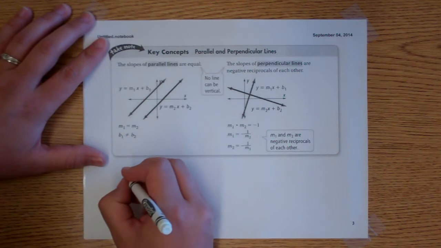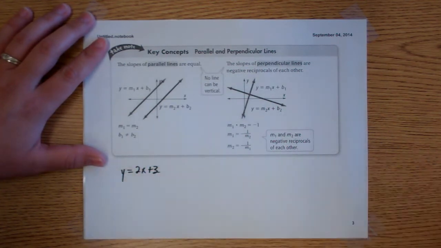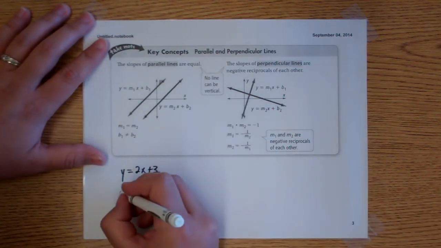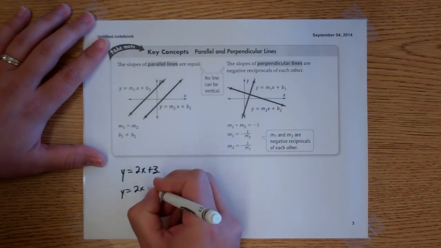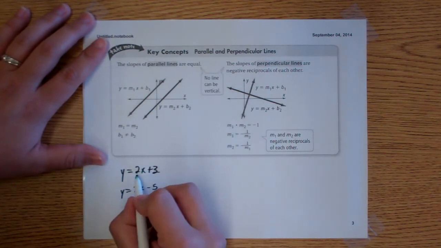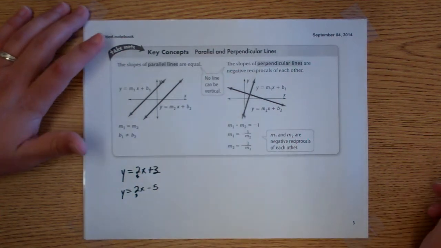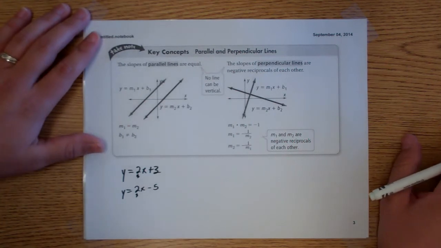So, for instance, if I had a line that says y equals 2x plus 3, then the equation y equals 2x minus 5, these two lines would be parallel because if you look at their slopes, they're the same. Okay? So parallel lines have the same slope.